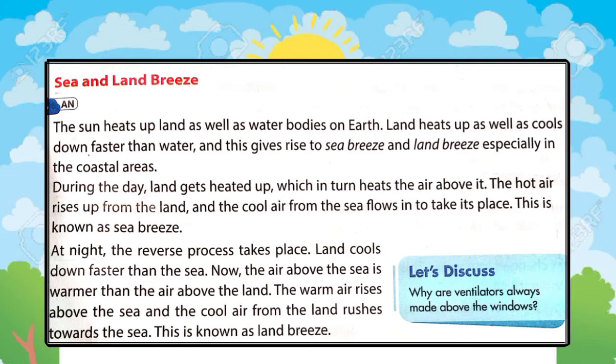Then at night the reverse process takes place. Land cools down faster than the sea, so now the air above the sea is warmer than the air above the land. The warm air rises above the sea, and cool air from the land rushes towards the sea, which is known as land breeze.